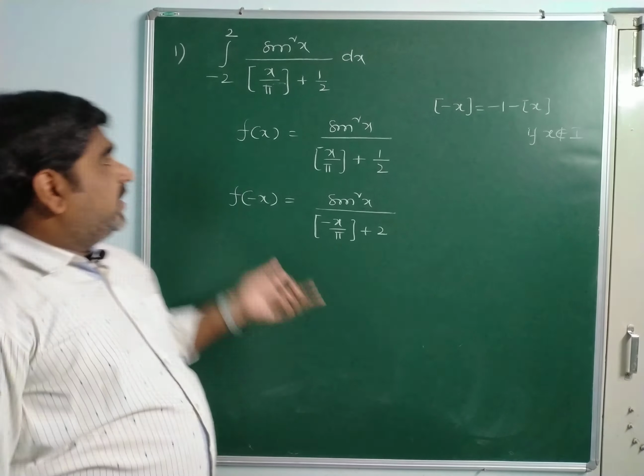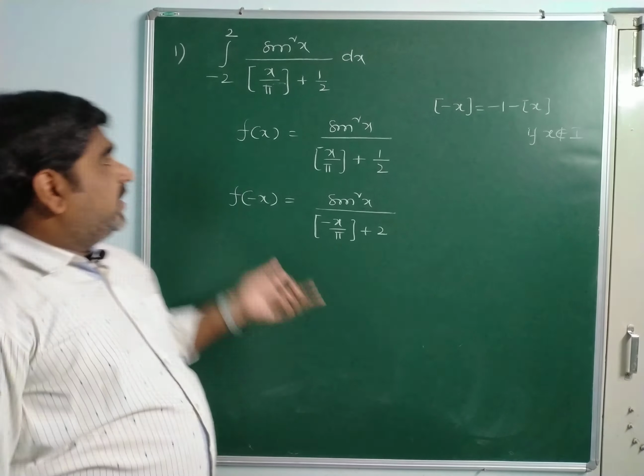Here the limits are minus 2 to plus 2. In between minus 2 to plus 2, there is no multiple of pi. Why? Because the value of pi is 3.14. That means in between minus 2 to plus 2, x by pi can never be an integer. Therefore, x by pi does not belong to I, because here x belongs to minus 2 comma plus 2.